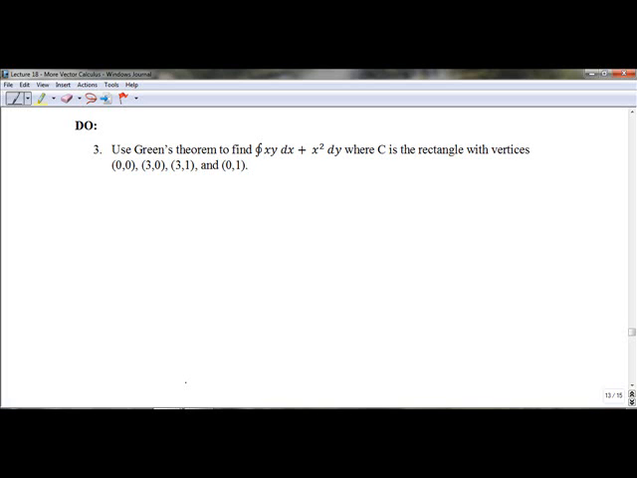Number 3. Let's do this together. Put your little C below that integral for me, please. Okay, so use Green's theorem to find this, where C is the rectangle with vertices. Okay, so draw your rectangle.